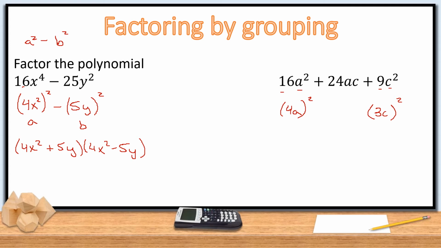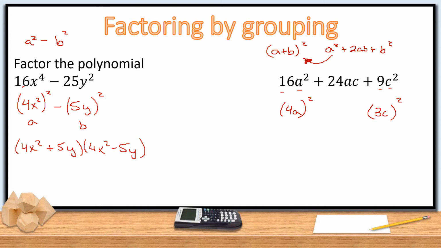And then you've got a plus 24ac. So the one I'm looking for here is the a plus b all squared, and that ends up being a squared plus 2ab plus b squared. So I'm trying to figure out, is this actually a perfect square trinomial?